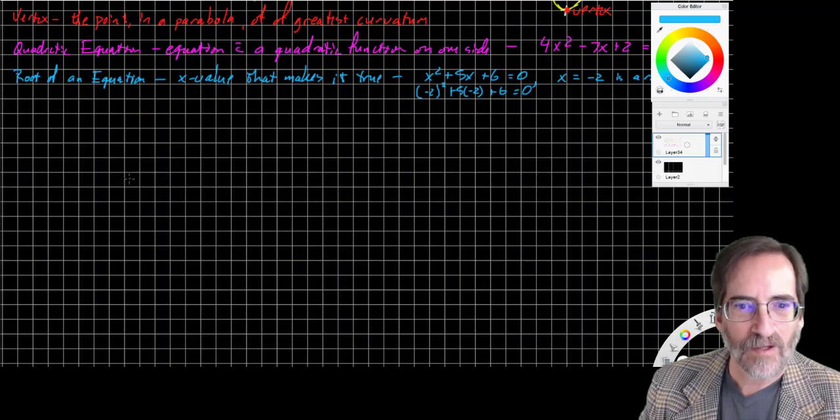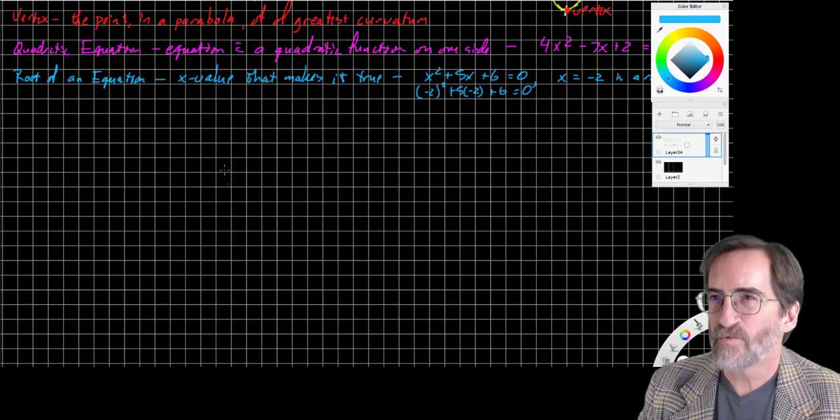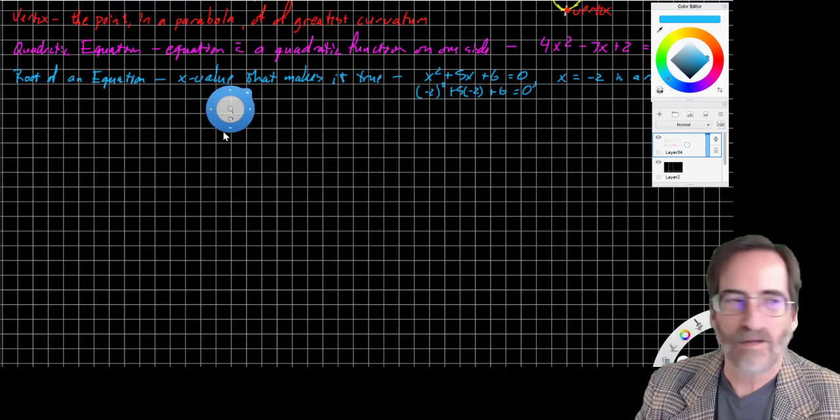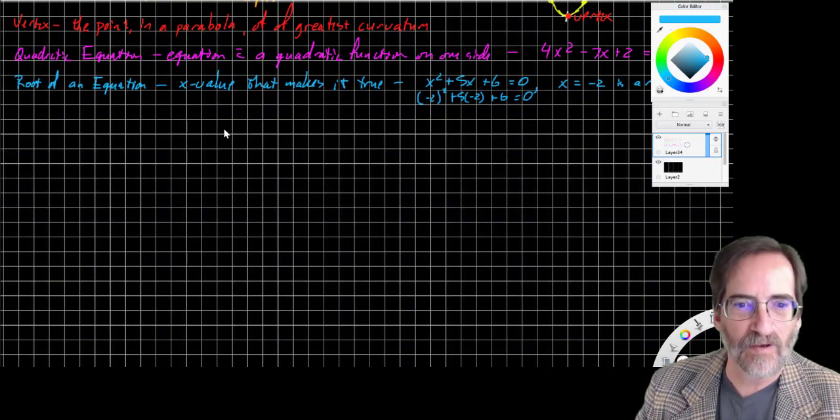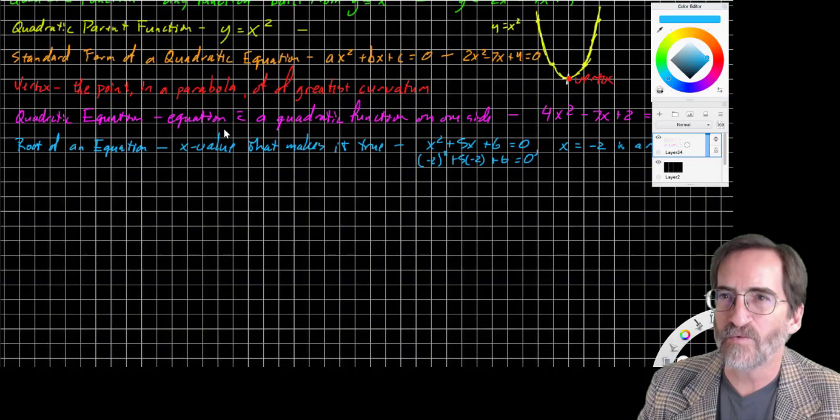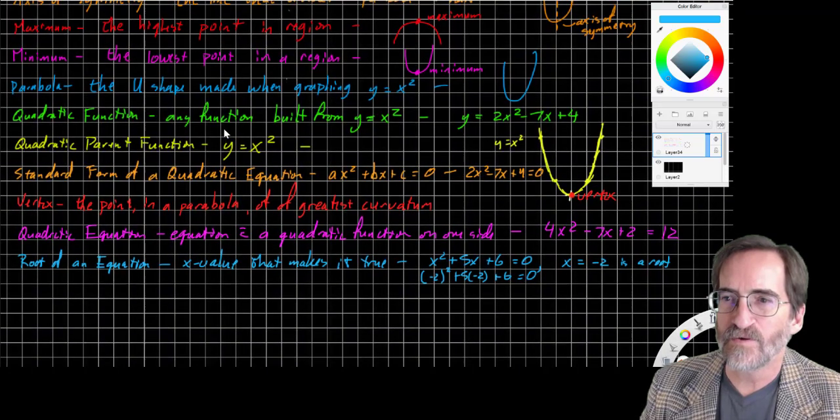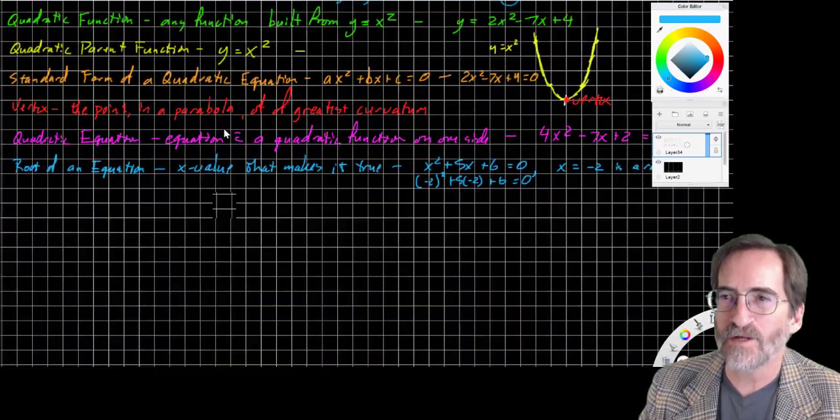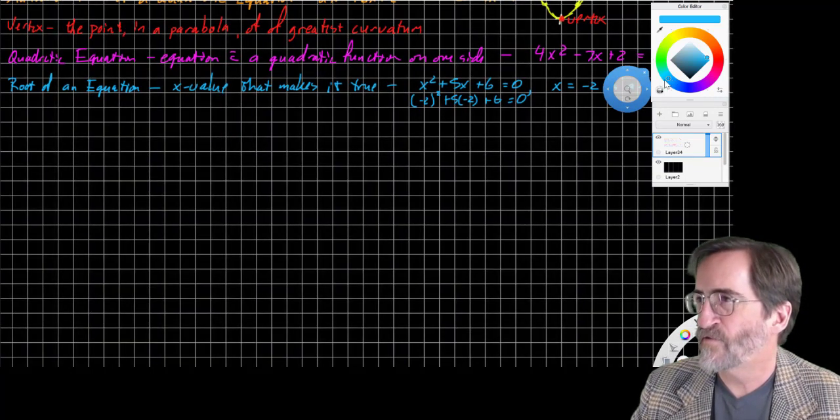Okay. Standard form of a quadratic equation. I think we already defined that. Yes, we already defined that. And 0 of a function, I think we already defined. Did we do 0 of a function? No, we did not do 0 of a function. Okay, so 0 of a function.